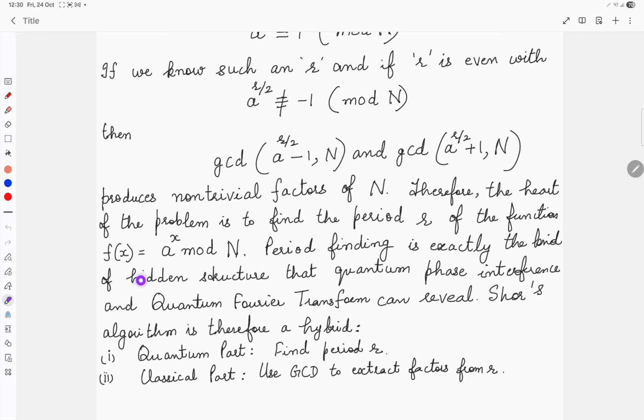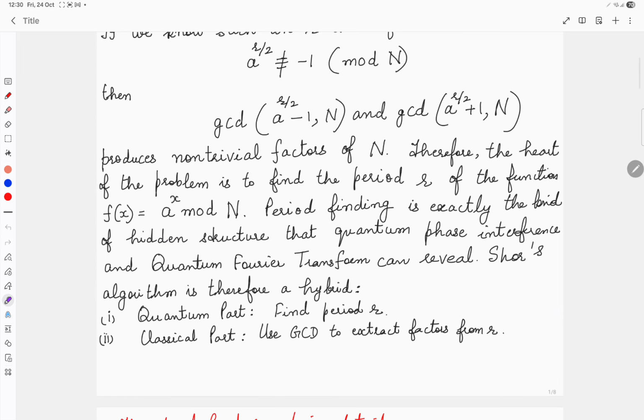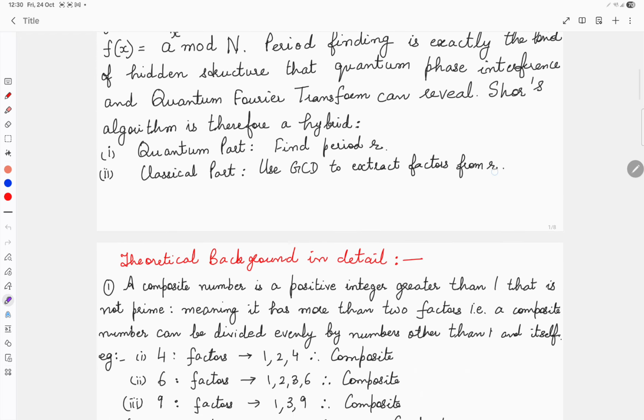We will come to know more about this function as we go along with the lecture. Now Shor's algorithm is a hybrid type of algorithm in which there is a quantum part and a classical part. What is the quantum part? Period finding. That means we have to find r in a quantum way. What is the classical part? Once we know r, we have to find out two GCDs, which are actually the factors of capital N. So we use GCD to extract factors from this period.